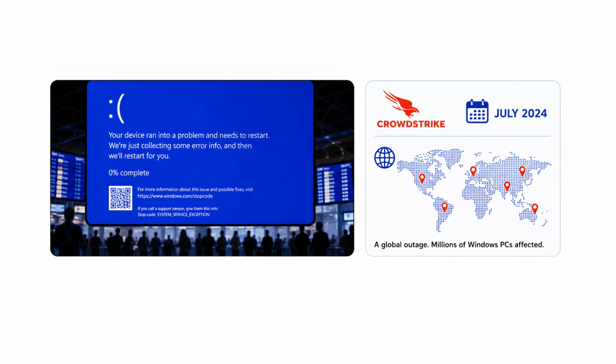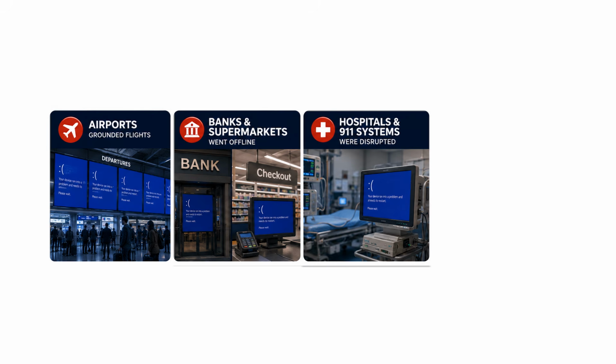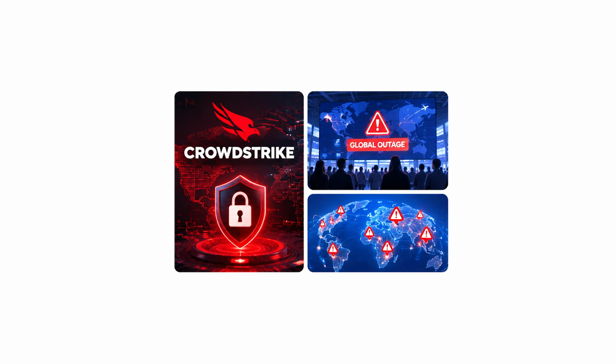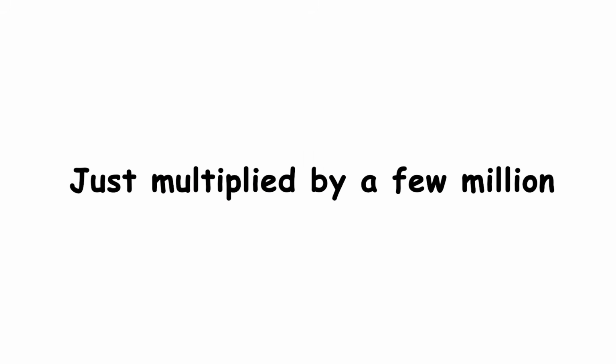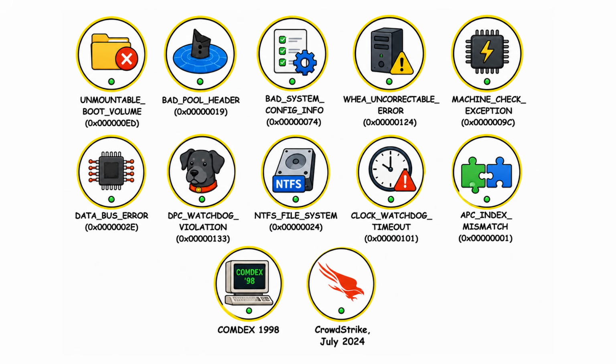Roughly 8.5 million Windows devices blue-screened, some stuck in a boot loop that wouldn't stop. Airports grounded flights, banks and supermarkets went offline. Hospitals and 911 systems were disrupted. It's estimated to have cost Fortune 500 companies over $5 billion in a single day. One faulty file, running with too much trust, on too many machines, all at once. That's every code on this list, just multiplied by a few million. Every one of those blue screens traces back to something on your PC overstepping its boundaries.